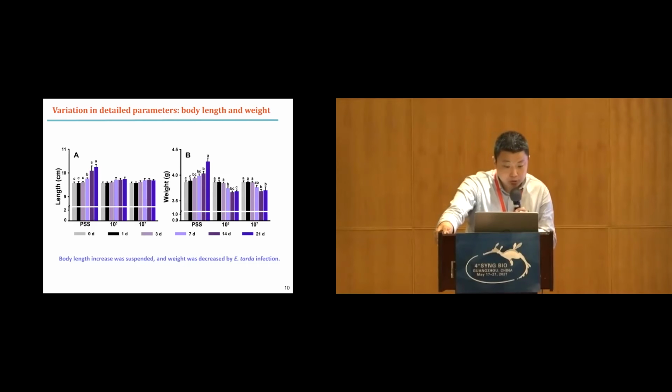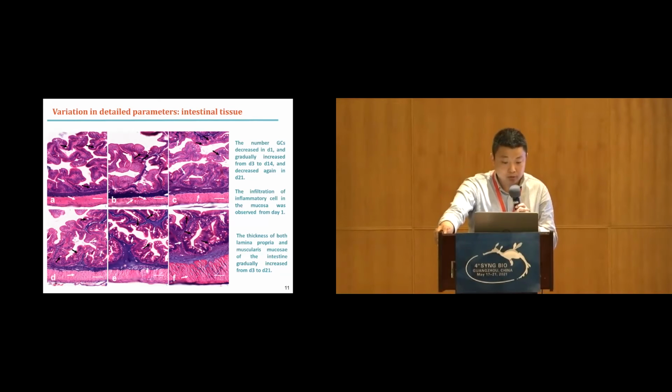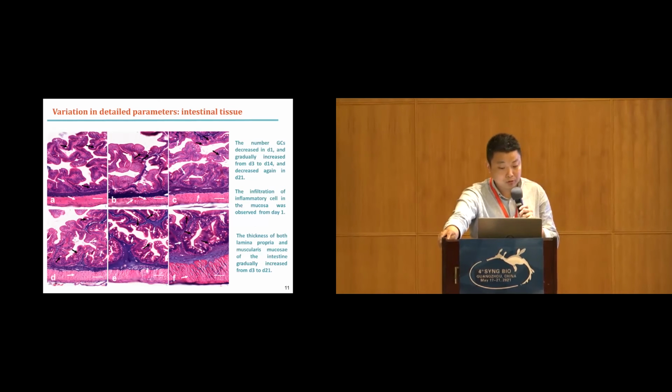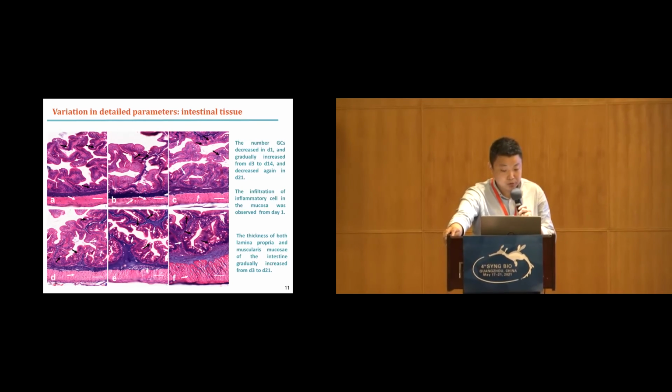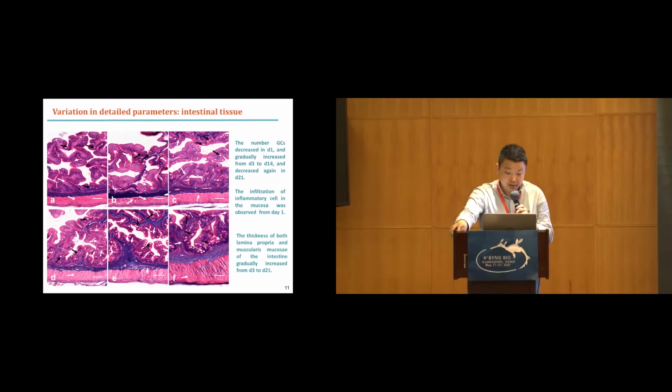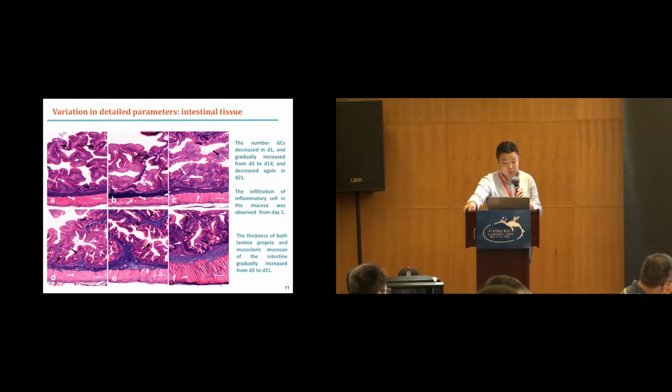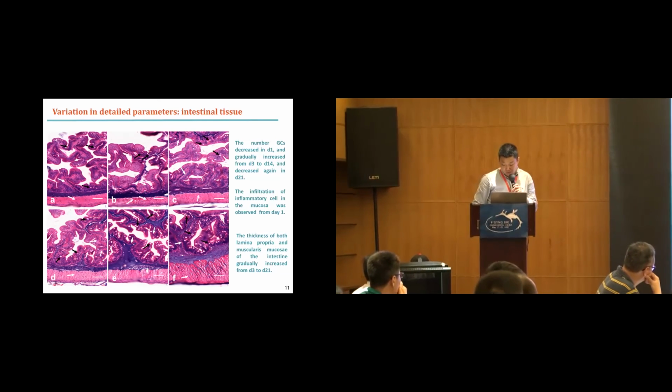Next, we look into the variations in intestinal tissue. There are 3 variations. The first one is that the number of goblet cells decreased at D1, gradually increased from D3 to D14, and decreased again at D21. The second is that infiltration of inflammatory cells in the mucosa was observed from D1. And the last is that the thickness of both the lamina propria and muscularis mucosa of the intestine gradually increased from D3 to D21.